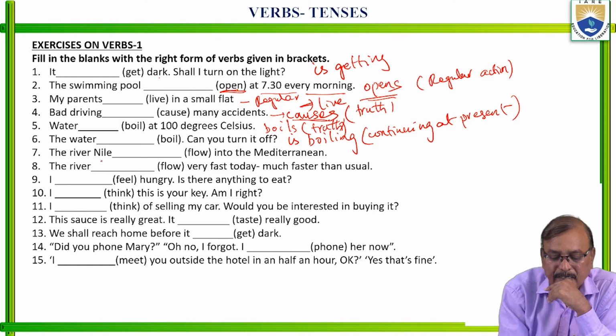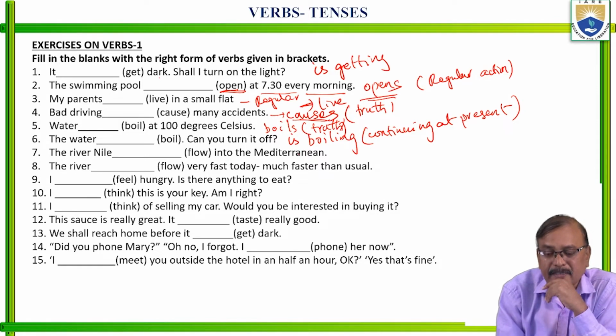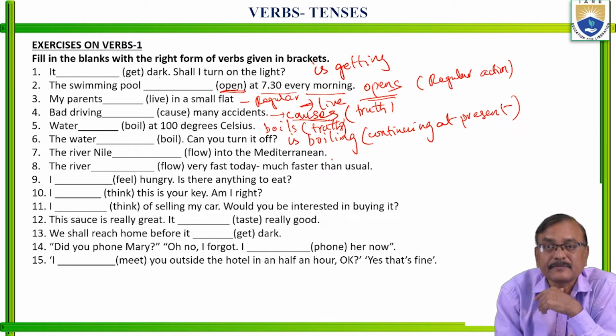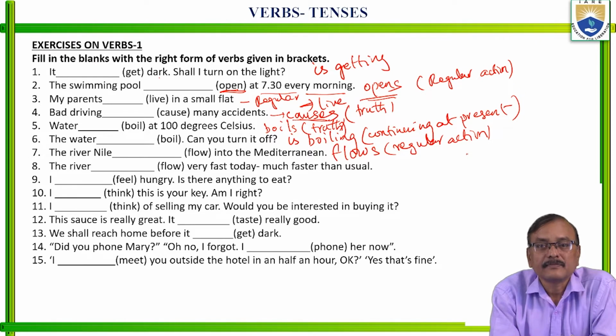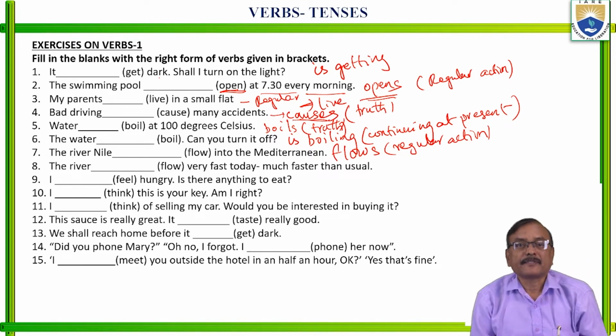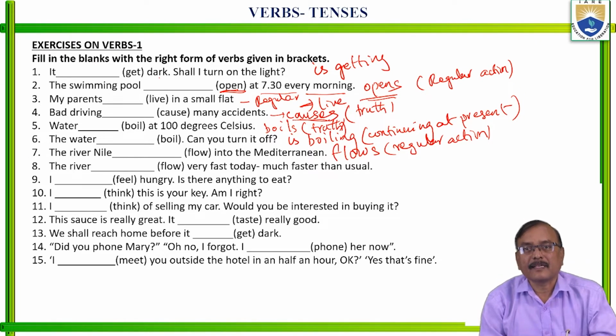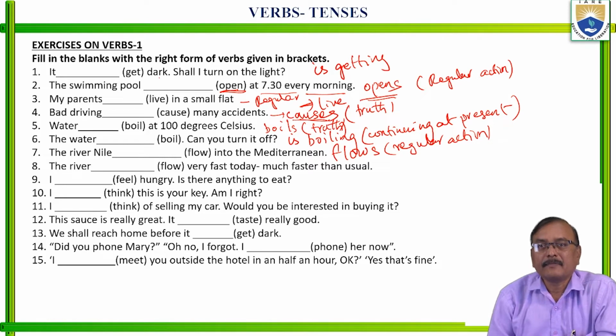Next. The river Nile flows into the Mediterranean. Okay, this is also a regular action. So, the river Nile here flows because it is a regular action. Daily it flows. Okay, it is a regular action. It flows into the Mediterranean.